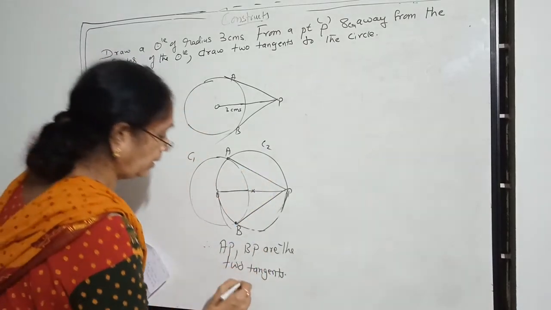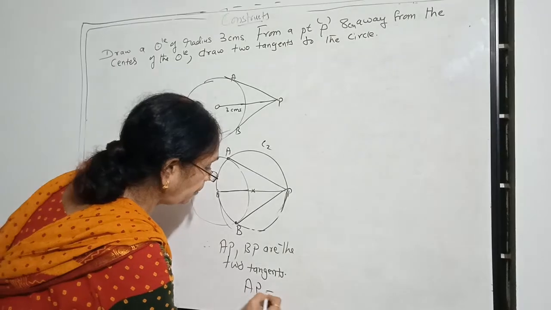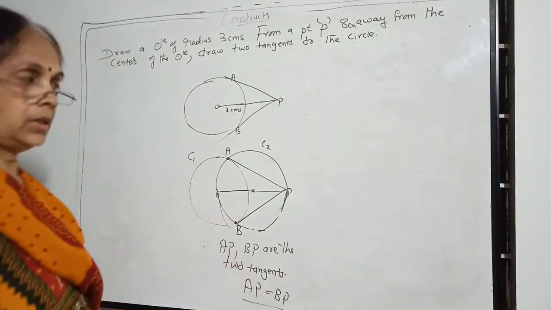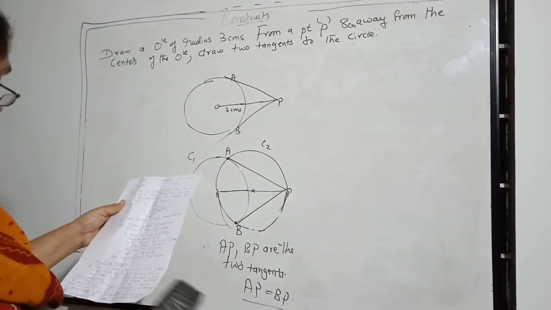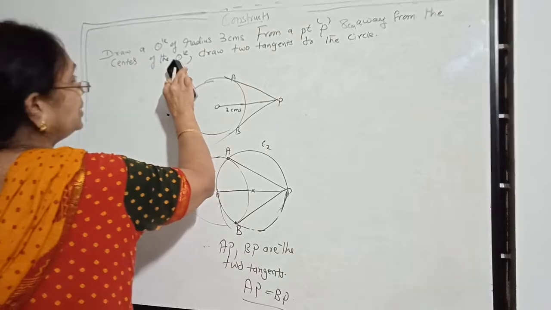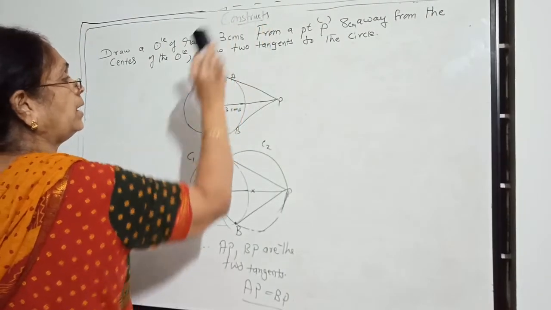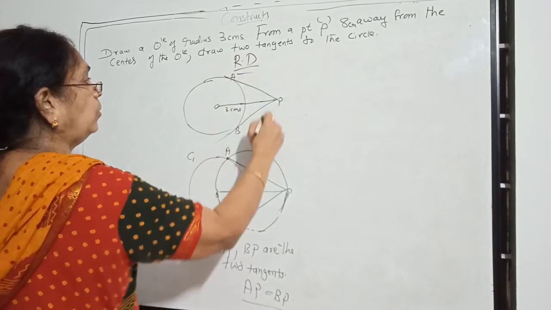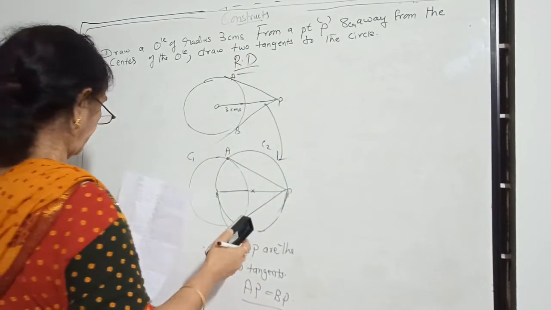Measure and see, you will get AP is equal to BP. Find out and write down the measurements. So this is a very simple problem which will be for 3 marks. Please note it down. Read whatever sum is given, read it according to the diagram, draw the rough diagram, and then go ahead with the fair diagram. Next one.